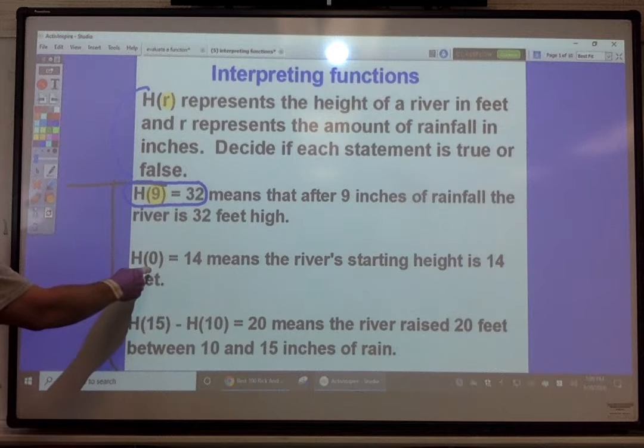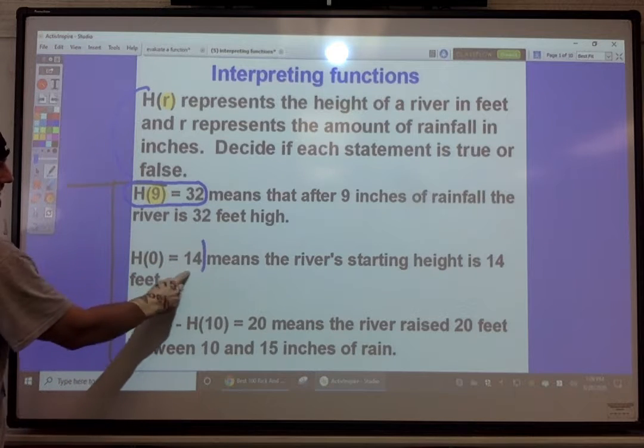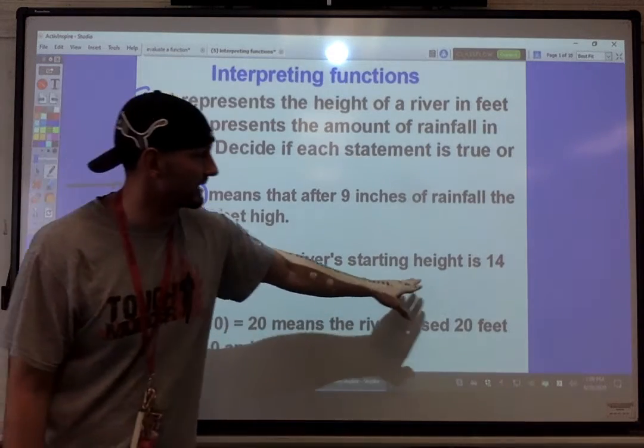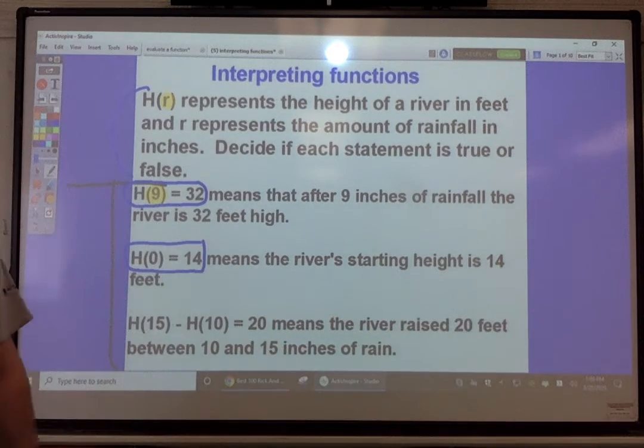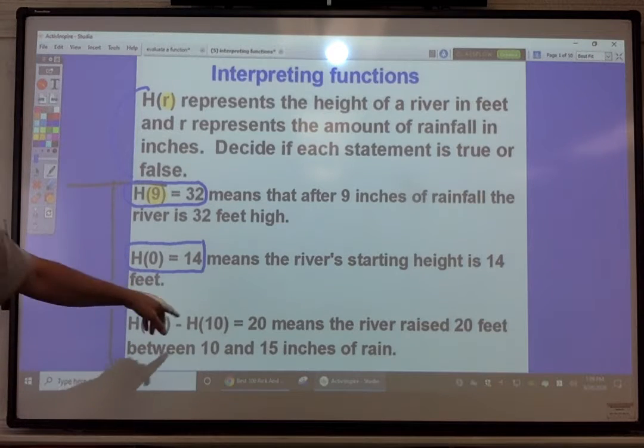H at 0, so at 0 inches of rain, it's at 14 feet. That's what it should mean. So they're saying it means the river's starting height is 14 feet. Well, if it's at 0 inches of rain, that's where we started. So that is also true.